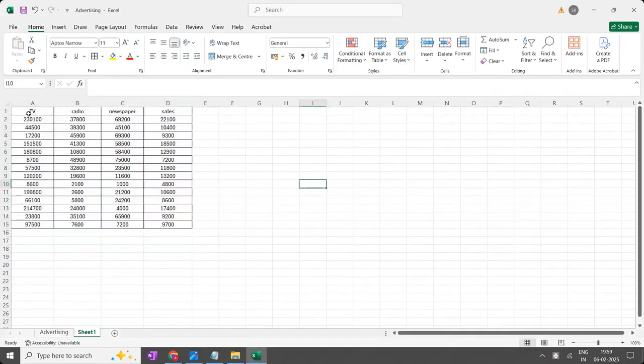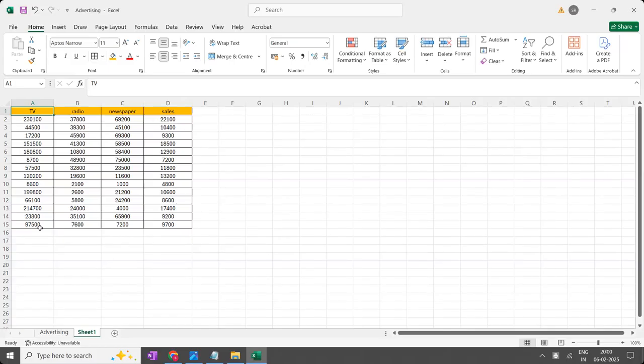The company has spent a certain amount of money on TV, a certain amount on radio, and a certain amount on newspaper, and this is the amount of sales which they have generated earlier. Now, what will a data analyst do on the same data? First, they will explain the average amount we have spent on TV, on radio, on newspaper, and the average amount of sales.